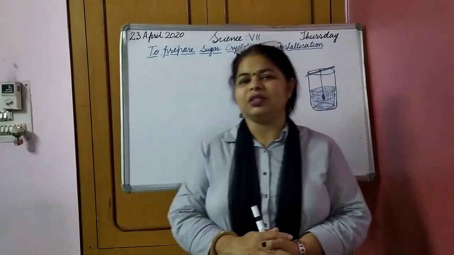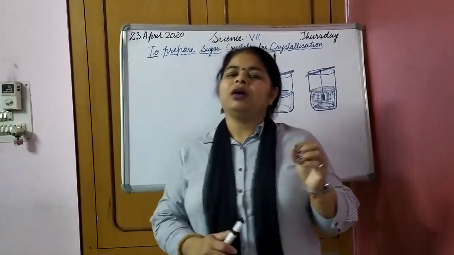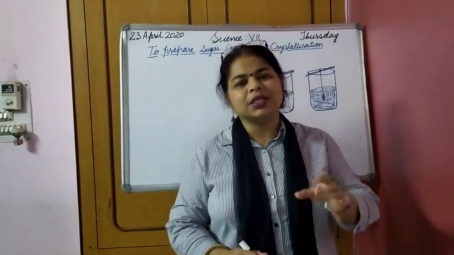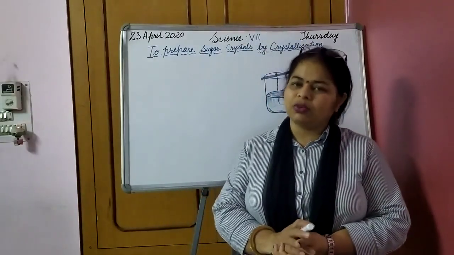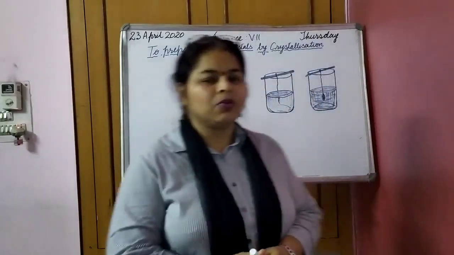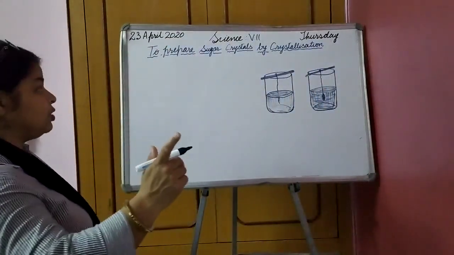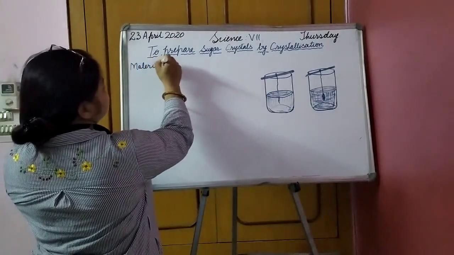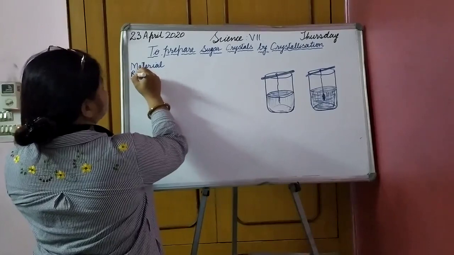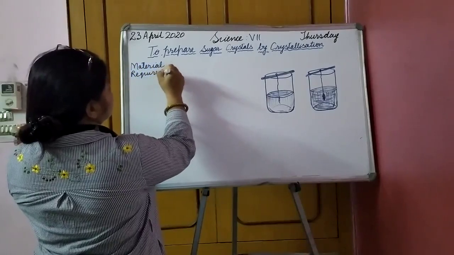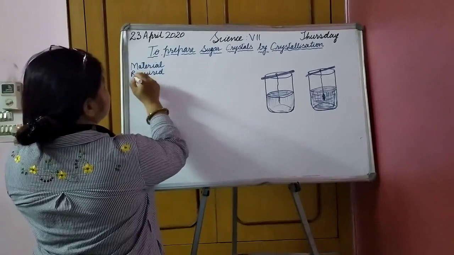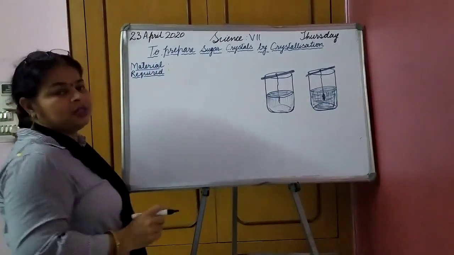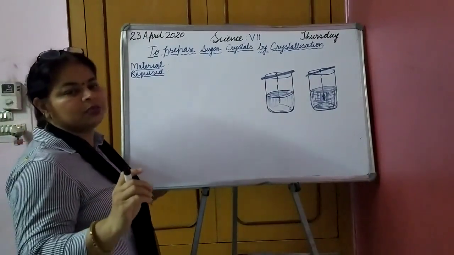So let us see what it is. We are going to prepare the crystals of sugar by the method of crystallization. So what are the materials required for this? Okay, this is an experiment in your lab manual also. So we are going to start from here first. What are the things that are required for this experiment?